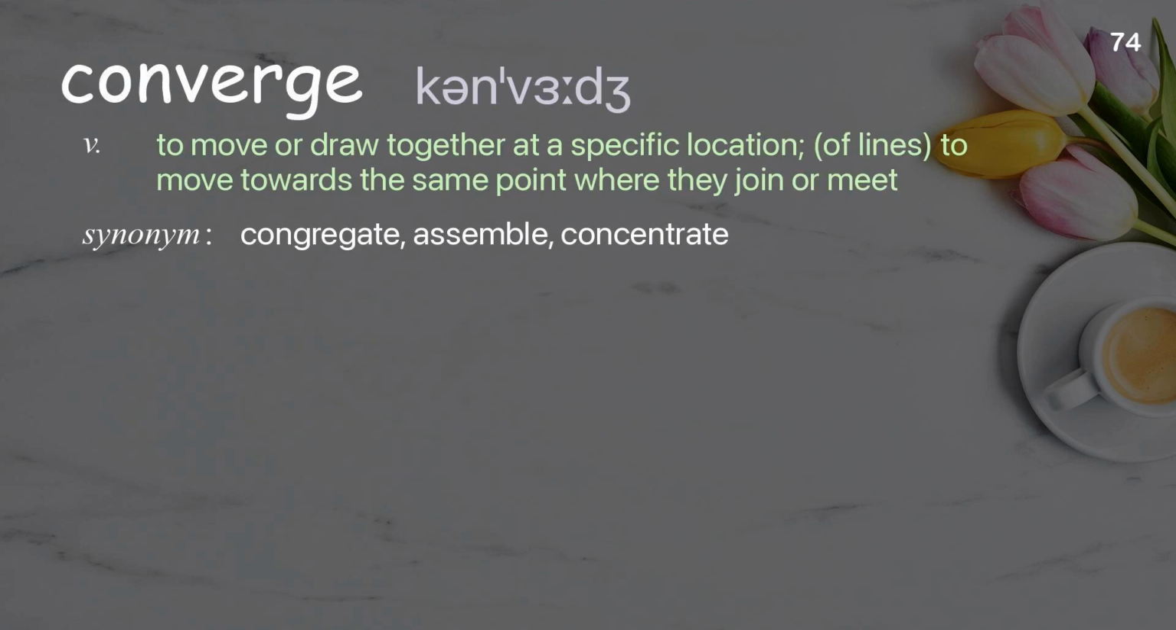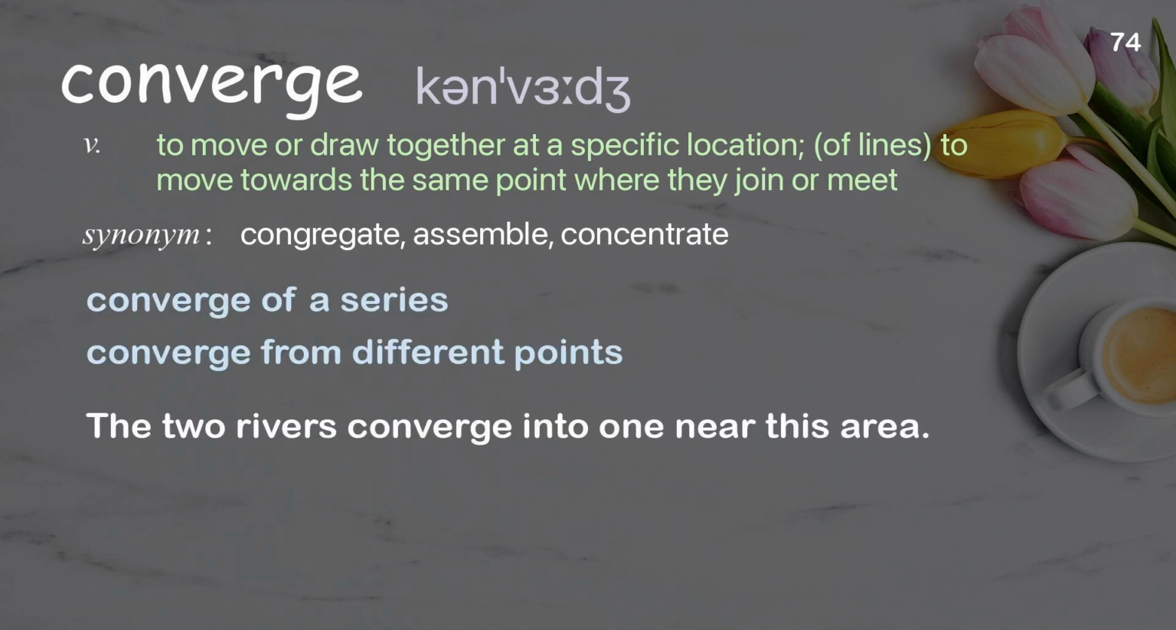Converge. To move or draw together at a specific location, of lines, to move towards the same point where they join or meet. Examples: Converge of a series. Converge from different points. The two rivers converge into one near this area.